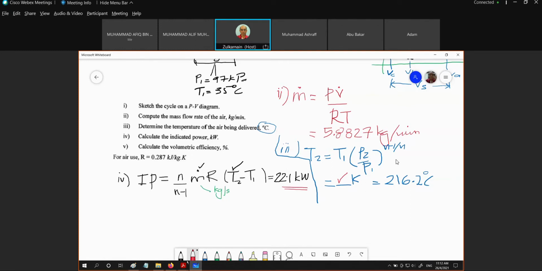And lastly, this question is asking for the volumetric efficiency. For this type of compressor, what is the formula of volumetric efficiency? The definition is based on m divided by ms, which can be shown as V naught divided by Vs. Then we elaborate on the V naught. Sorry, this is not V naught, but this is your V.